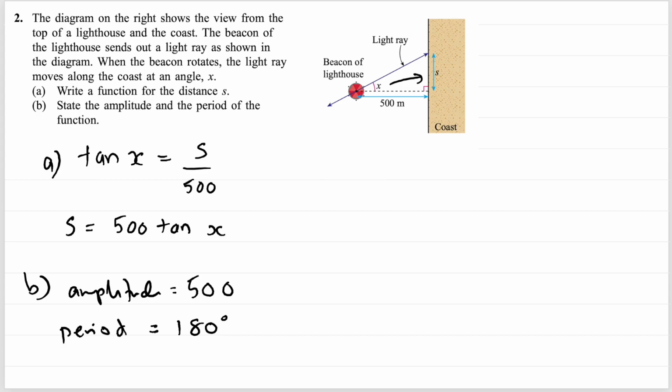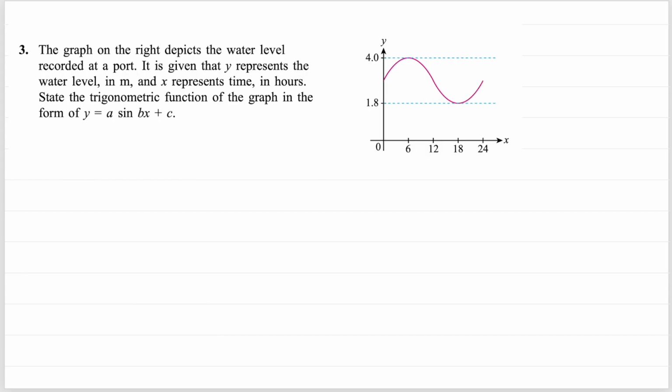Okay, boleh. The graph on the right depicts the water level recorded at the port. It is given that y represents the water level, x represents time in hours, that the trigonometric in the form of y is equals to sin bx plus c. Alright, sama juga. Cari dia punya a dulu. Maximum value minus minimum value. So 4 minus 1.8 divided by 2. Maka dapat, you will get 1.1. So this is your A.